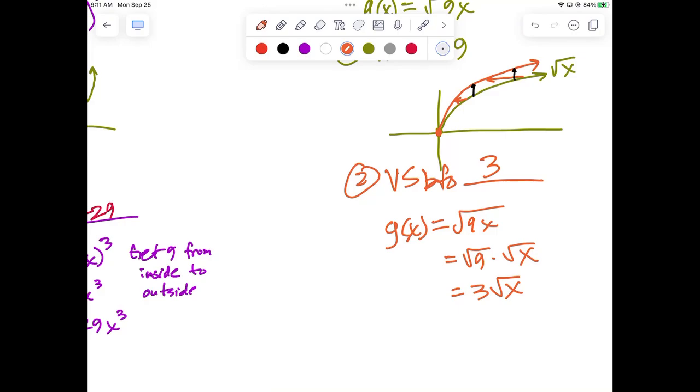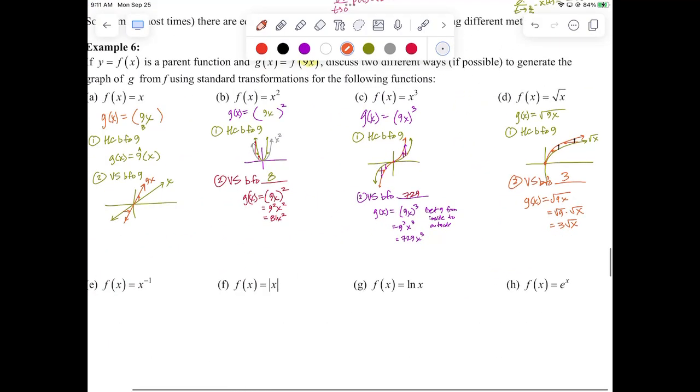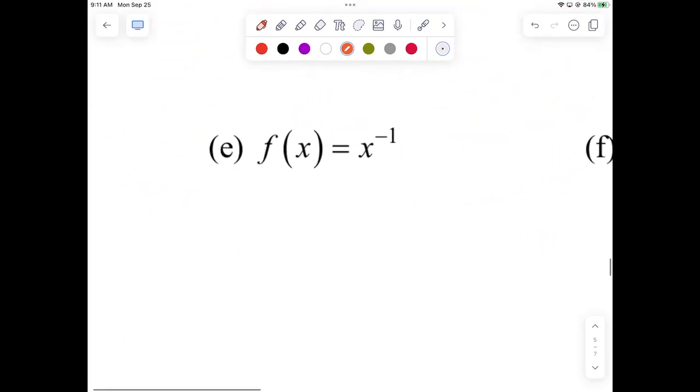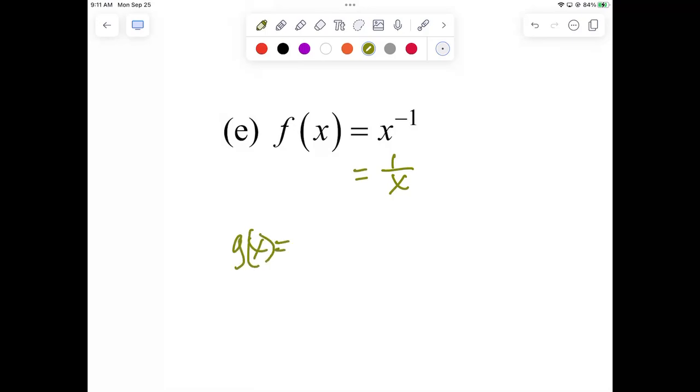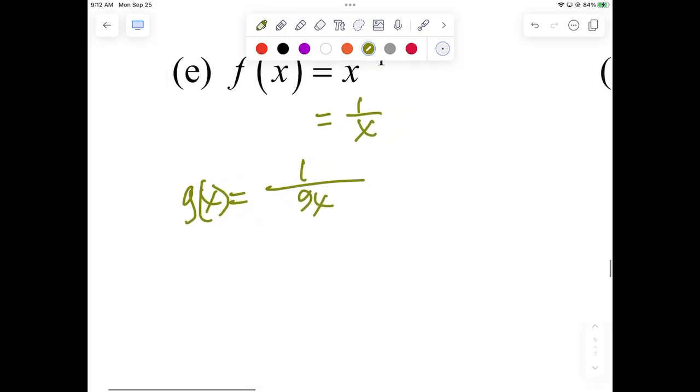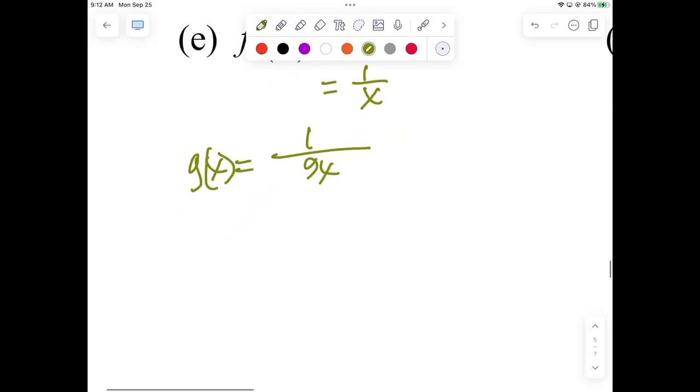Each function is unique. You just perform the math that the function says to do to get it from the inside to the outside. All right, let's look at x to the negative first, also known as what? 1 over x. Okay, let's look at g of x. G of x is going to be 1 over 9x. Remember, to be considered inside the reciprocal function means to be in the denominator. So, what does that mean?